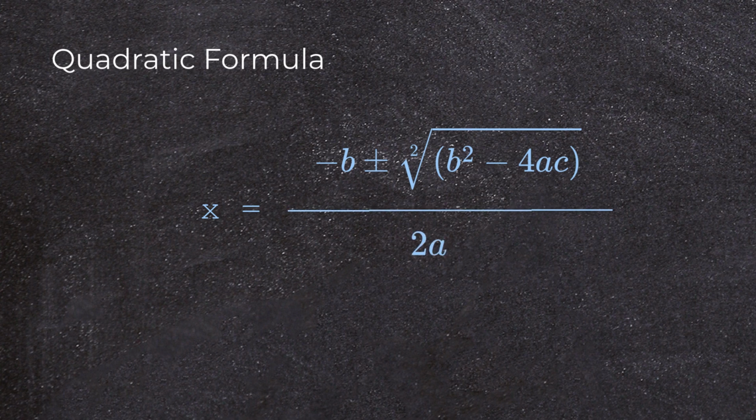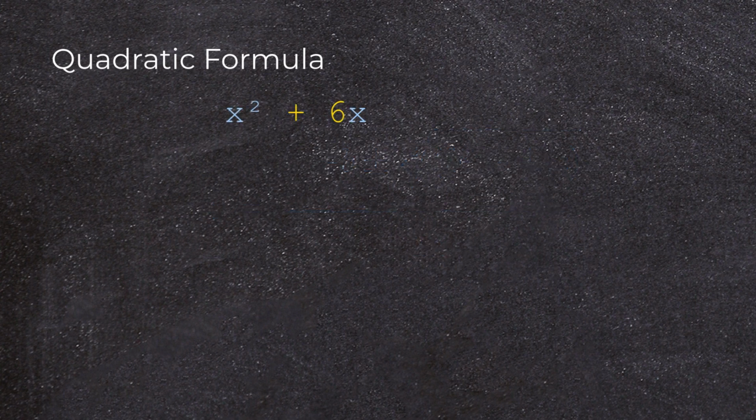Finally, the quadratic formula: x equals minus b plus or minus the square root of b squared minus 4ac, all divided by 2a. This works for every quadratic. For example, x squared plus 6x plus 7 equals 0. Here, a equals 1, b equals 6, c equals 7.